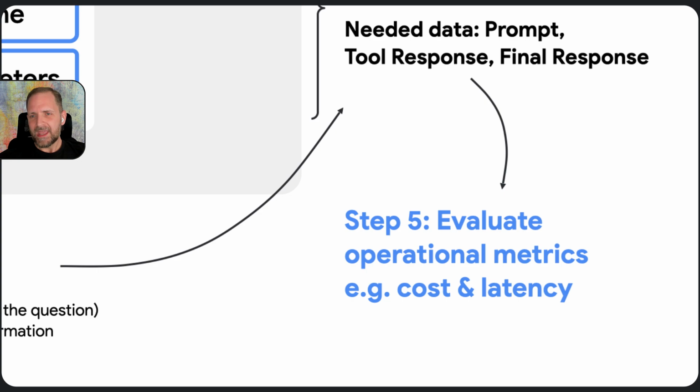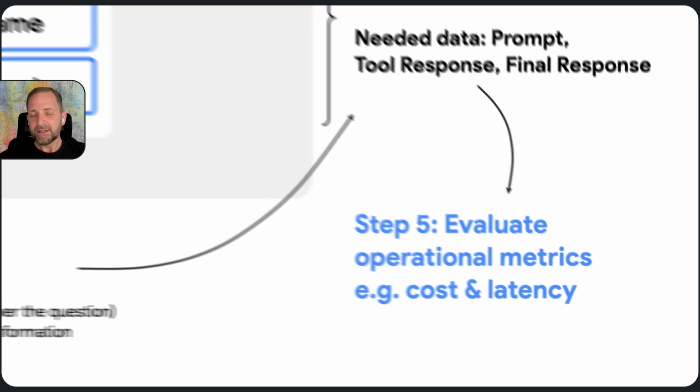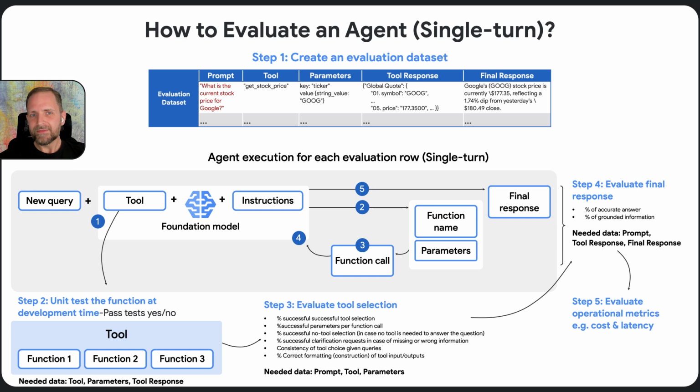How fast the agent operates, what is the cost, what is the latency. And after we have all these 5 steps ready, now we have a proper evaluation mechanism for everything.